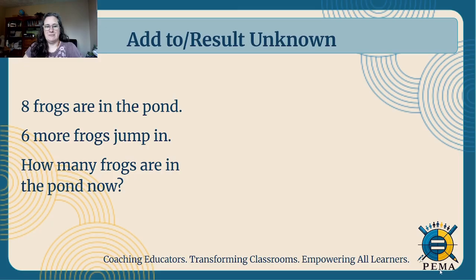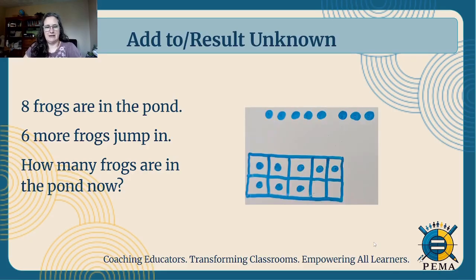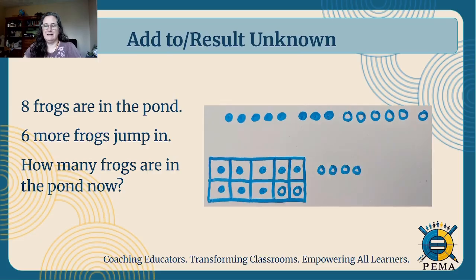8 frogs are in the pond. 6 more frogs jump in. How many frogs are in the pond now? In our story, we know we start with 8 frogs. I've included 2 different ways students might represent that 8, either in a linear drawing or using a 10 frame. Next in the story, this is where we add to. 6 frogs jump in. We added in 6 more frogs to each drawing.